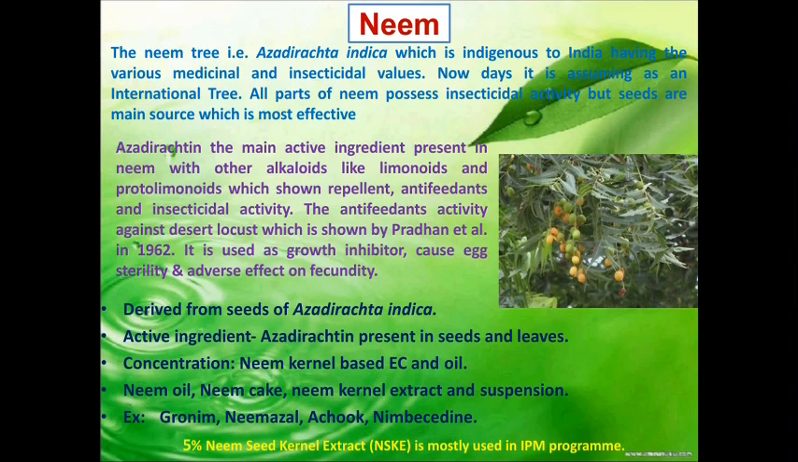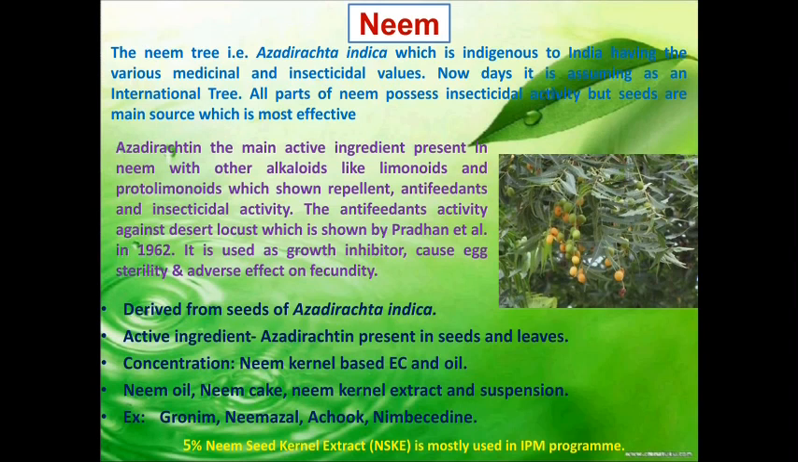Azadirachtin is the main active ingredient present in neem, along with other compounds like limonoids and protolimonoids, which show repellent, antifeedant and insecticidal activity. Antifeedant activity against the desert locust was shown by Pradhan et al. in 1962. It is used as a growth inhibitor, causes egg sterility and has an adverse effect on fecundity. Azadirachtin is mostly present in the neem seed.